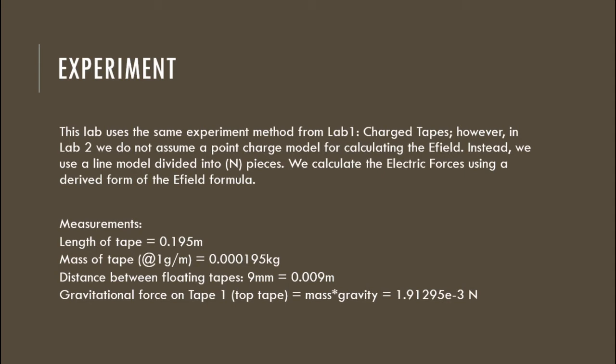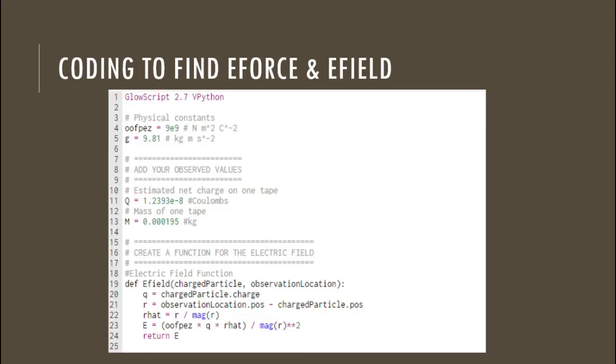Using very similar experimental procedures, the length of tape is 0.195 meters. The mass of tape, assuming 1 gram per meter, is 1.95 times 10 to the negative 4th kilograms. The distance between the tapes when they started floating was about 9 millimeters. And the gravitational force on tape 1 is mass times gravity, which was 1.913 times 10 to the negative 3rd newtons.